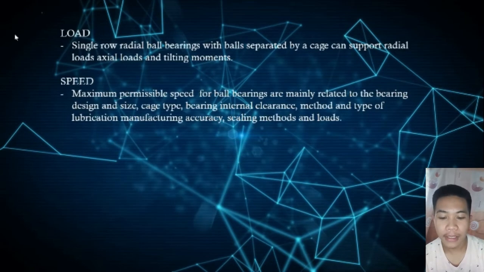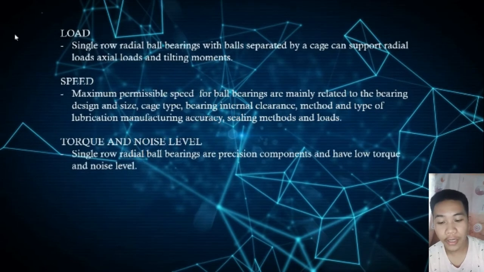Speed. Maximum permissible speed for ball bearings is mainly related to the bearing design and size, cage type, bearing internal clearance, method and types of lubrication, manufacturing accuracy, sealing methods and loads. Torque and noise level. Single row radial ball bearings are permission components and have low torque and noise level.